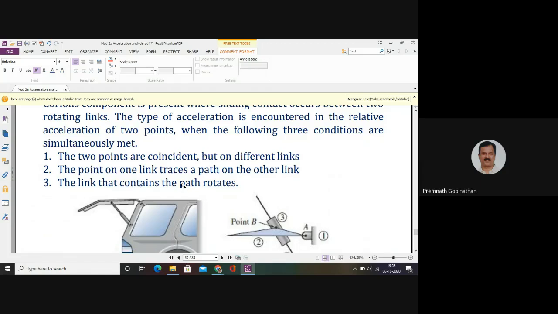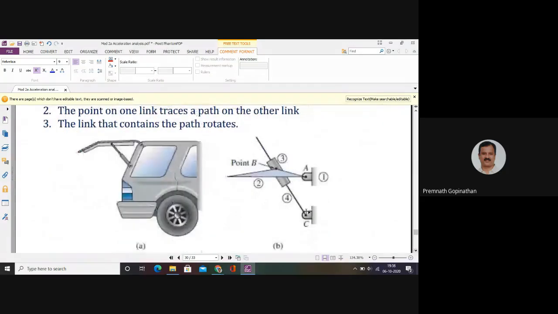The third condition is that the link that contains the path rotates. That means if you consider the point B on link 4, you can see that point B is actually rotating. Now, if I consider point B on the slider, you can see that it is sliding. It is having a linear motion. And now if point B is on link 2, then again point B is rotating. That means this point B, which is a common point for all the three links, is actually having a complex motion. It is having a sliding as well as a rotary motion. So in such cases, we have to go for considering the Coriolis component of acceleration.